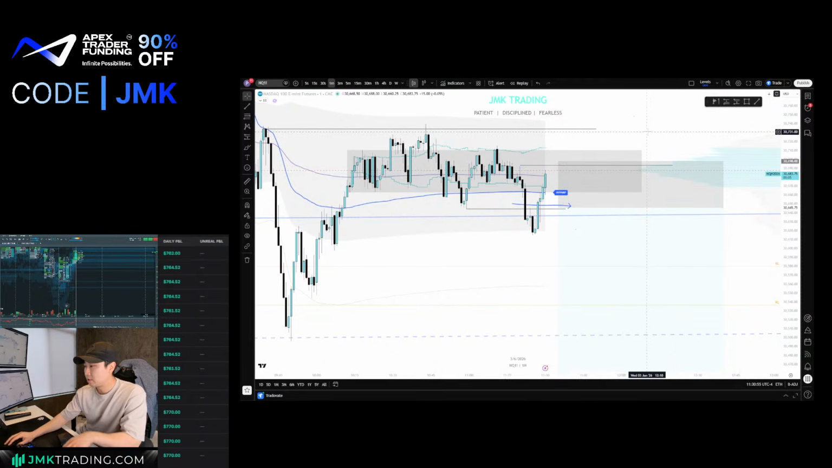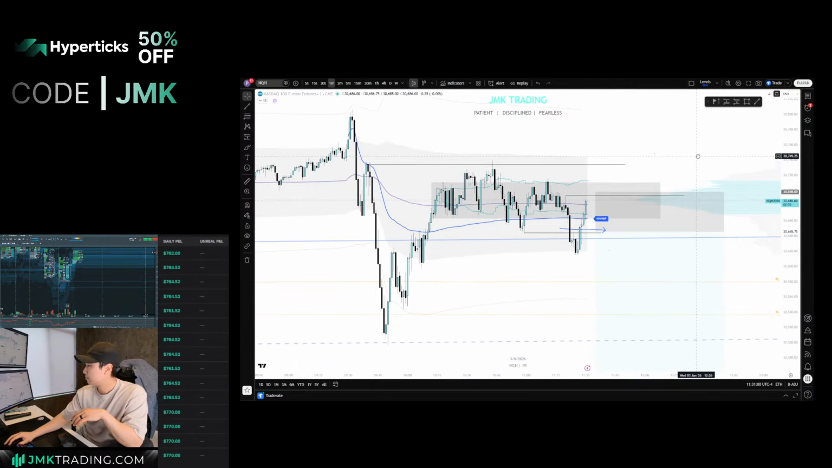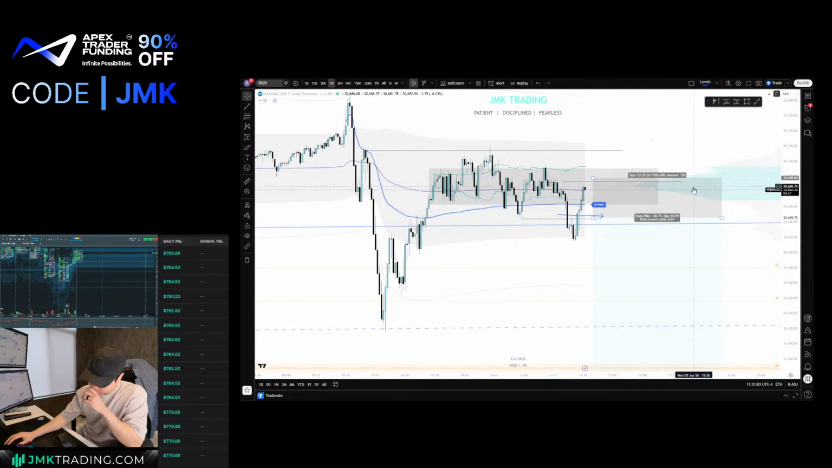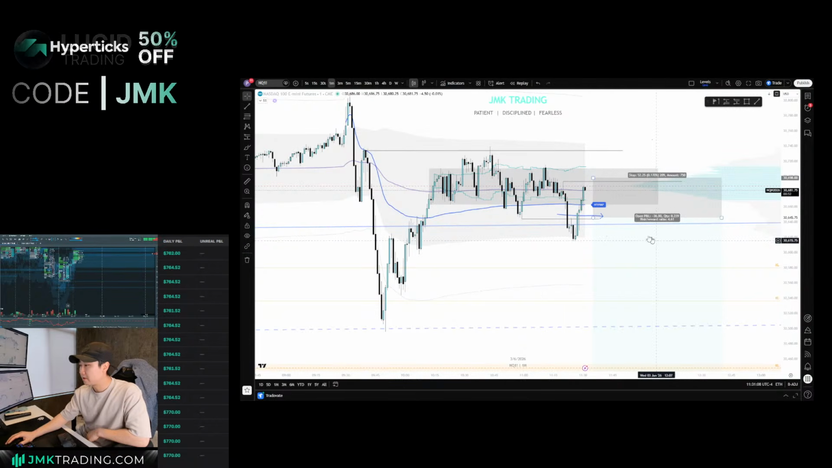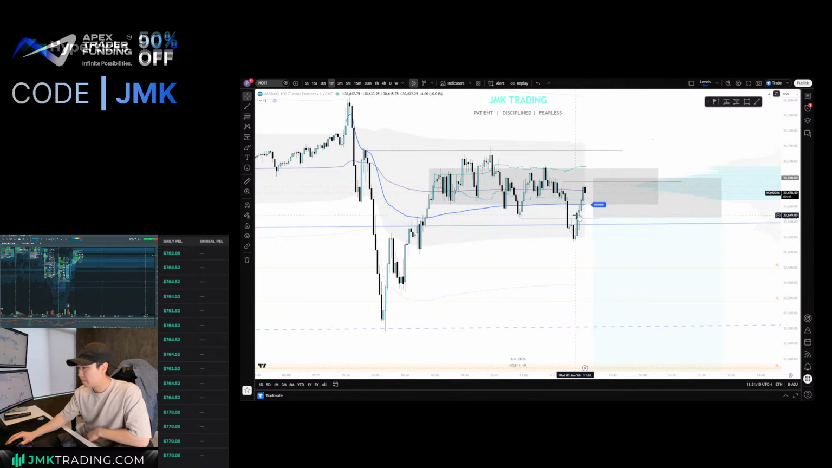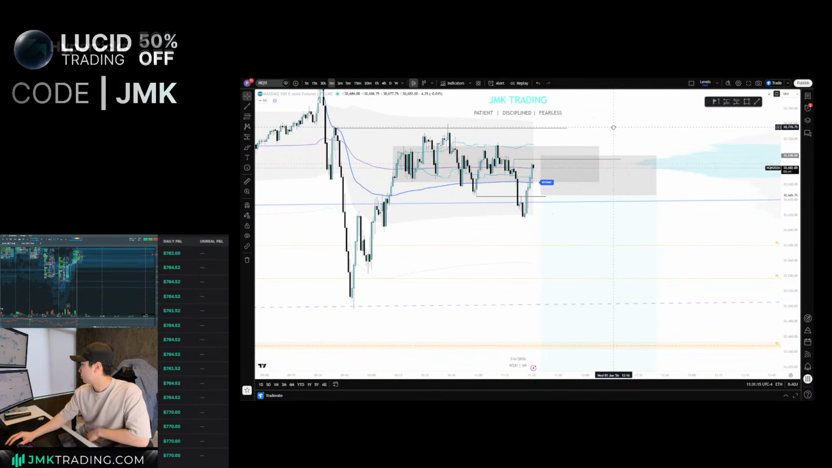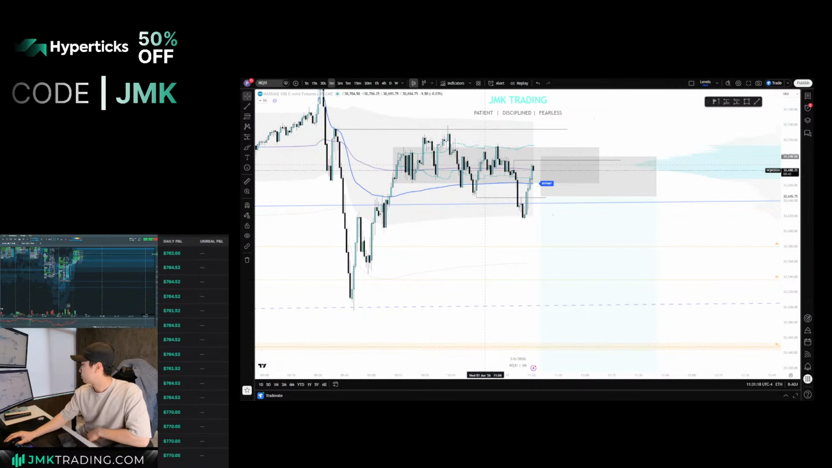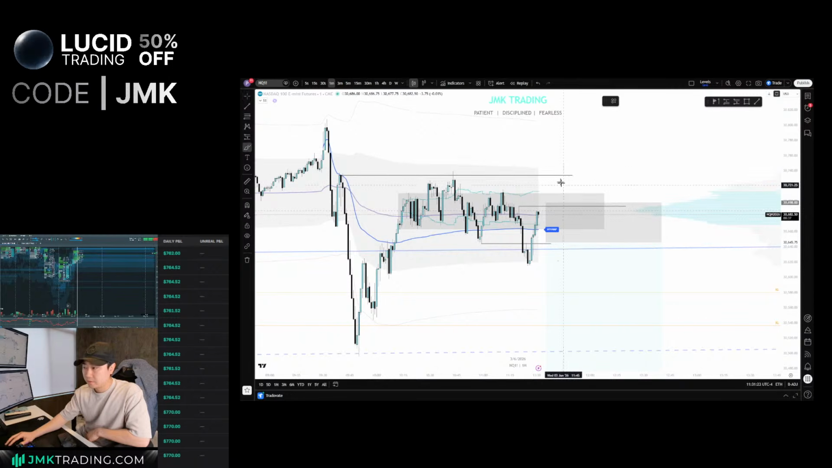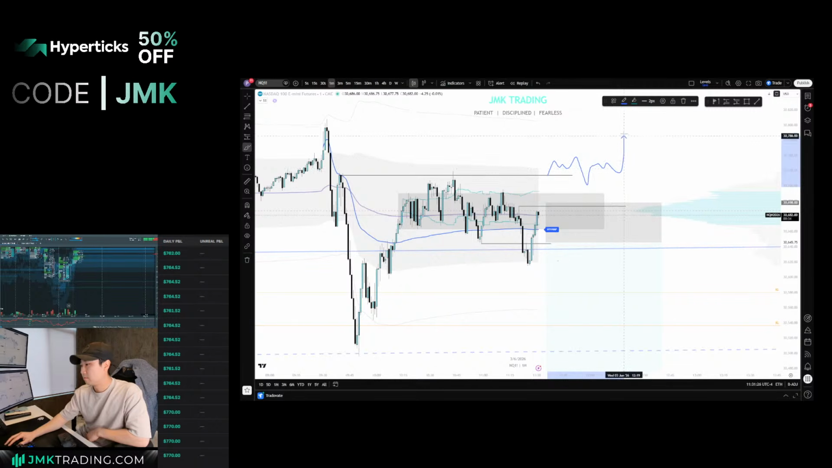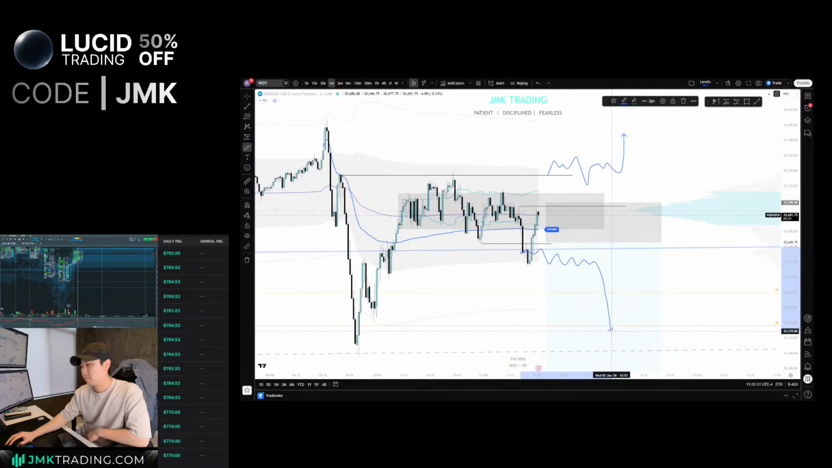I think buyers can potentially be back in control if they take this. So that's kind of what I'd be watching. That's where my secondary stop would be if I entered again near VWAP. Yeah, no buys for me though until we're above this. Sells below this.